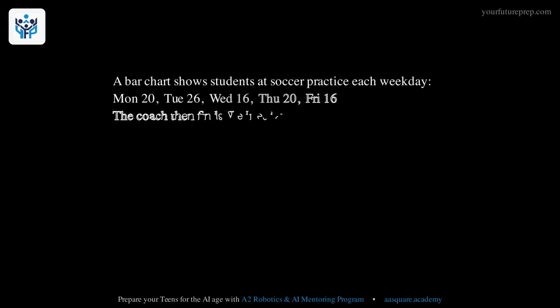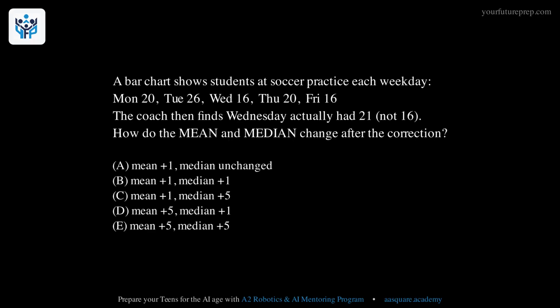A bar chart shows the number of students at soccer practice each weekday. Monday had 20, Tuesday had 26, Wednesday had 16, Thursday had 20, and Friday had 16. After computing the mean and median, the coach discovers there were actually 21 participants on Wednesday, not 16.